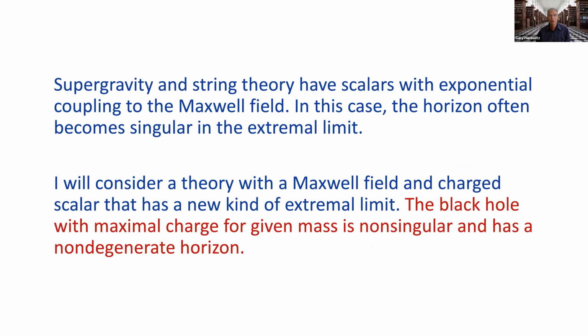That's just because the Maxwell field acts now as a source for the scalar. And in the extremal limit, the horizon moves infinitely far away in a space-like direction. And the source of the scalar field drives the scalar to arbitrarily large values in radial evolution toward the horizon. I'm going to consider a new theory with a Maxwell field and a charged scalar that has a new kind of extremal limit. The black hole with maximal charge for a given mass is going to be non-singular and has a non-degenerate horizon.